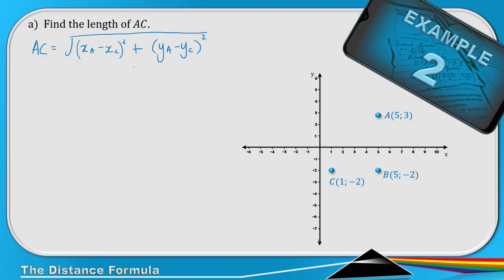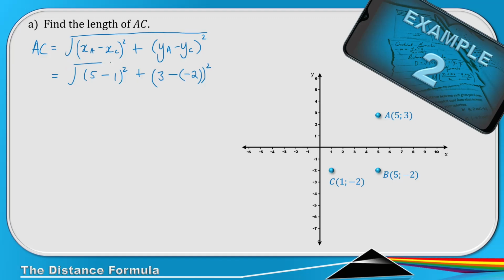And secondly, depending on how the mark allocation looks in your exams or tests, sometimes you actually get a mark just for writing the formula as well. So now next we can substitute it in. The x value of A is 5, so we've got 5 minus the x value of C, which is 1, squared, and then plus the y value of A, which is 3, minus the y value of C, which is negative 2, squared.